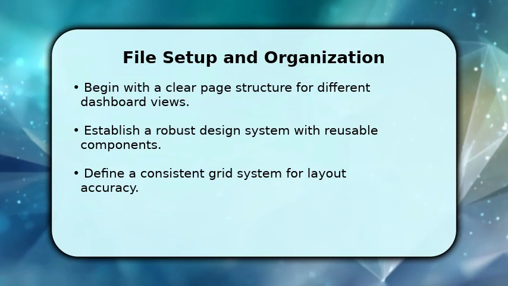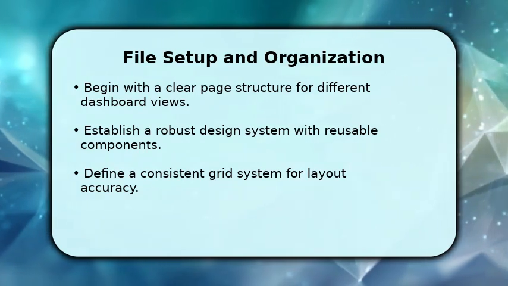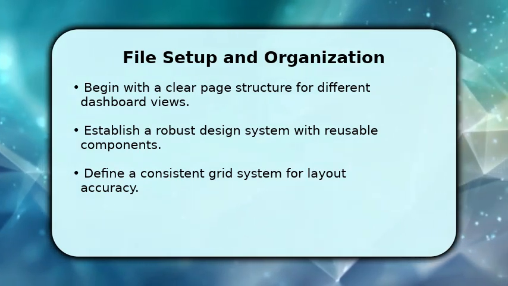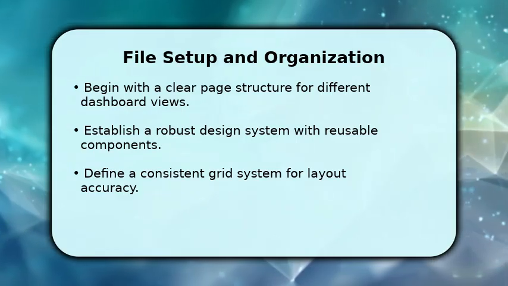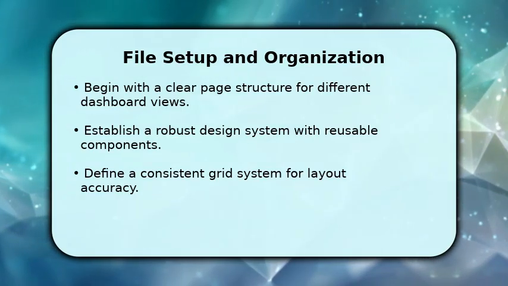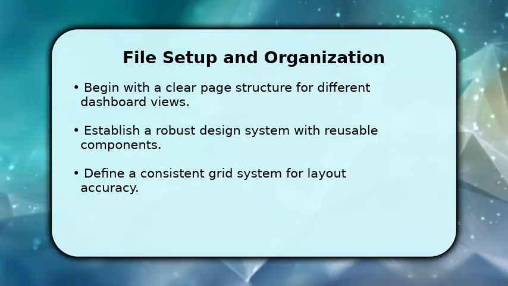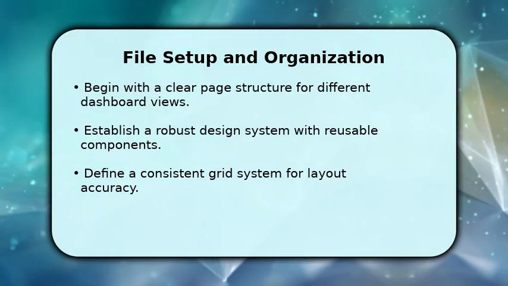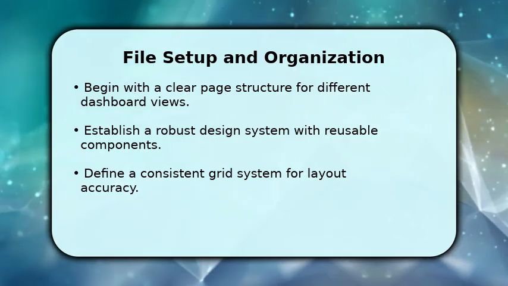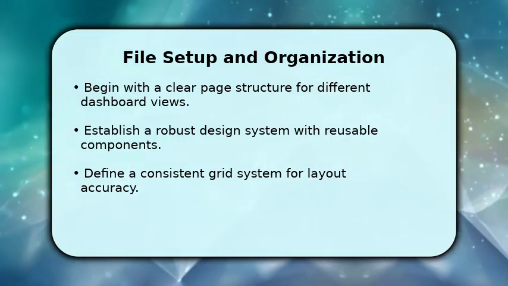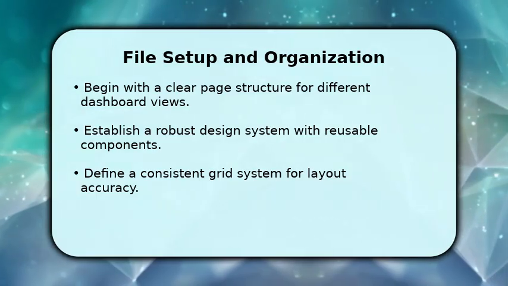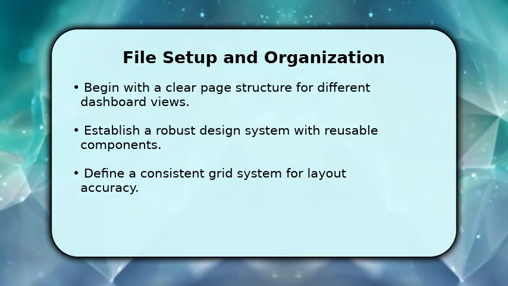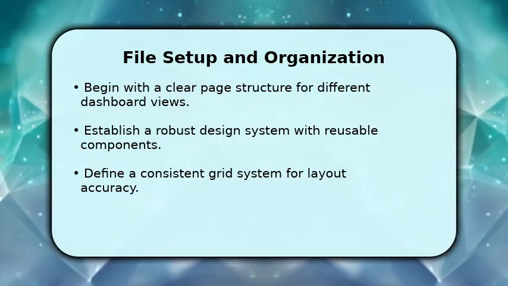To start, organize your Figma file with dedicated pages for different dashboard sections, like an overview or detailed reports. Next, build a comprehensive design system, including colors, typography, and icons, to maintain visual harmony. Implementing a consistent grid system, such as an 8-point grid, ensures precise alignment and spacing for all your elements. This foundational setup is crucial for an efficient design process.